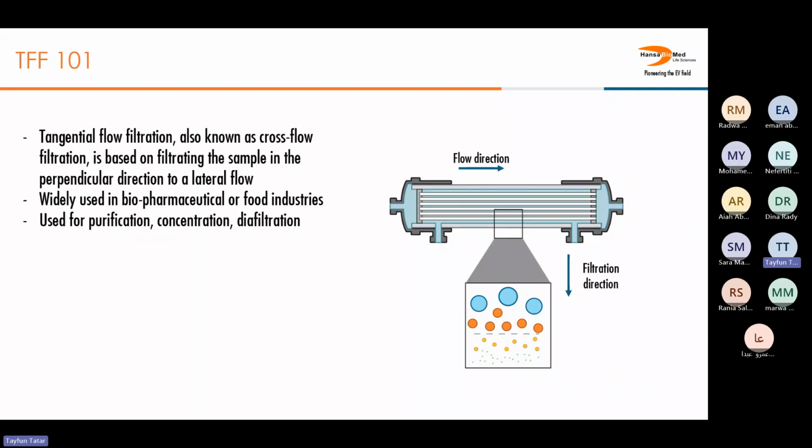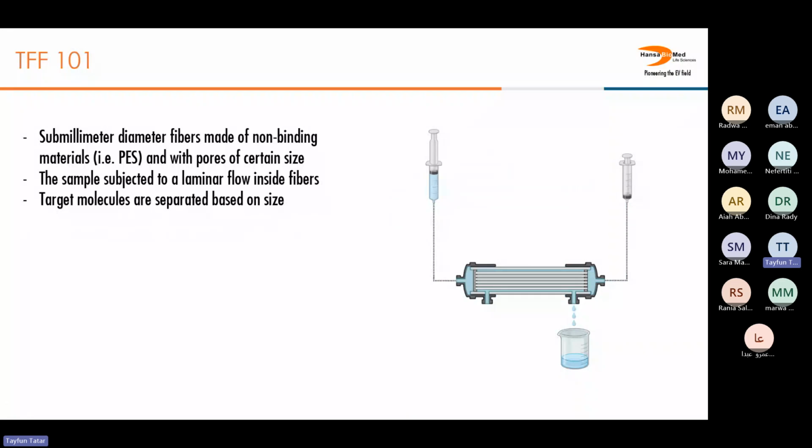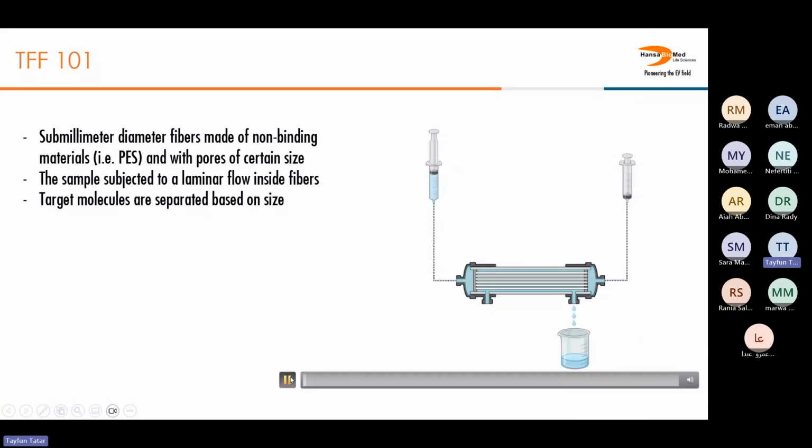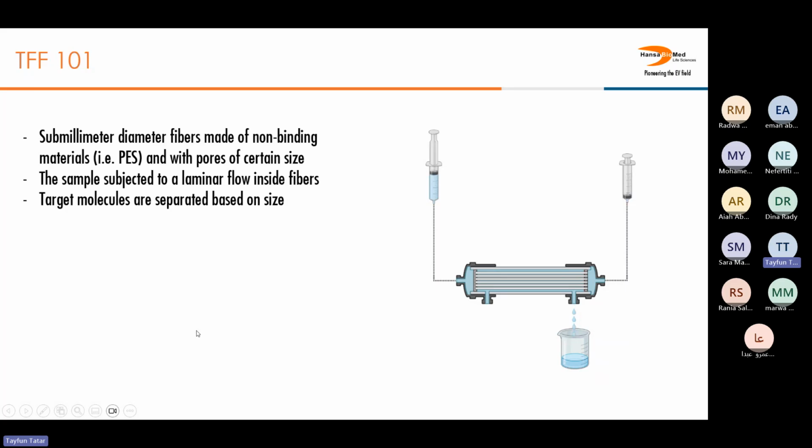And here you can see a more in-depth illustration of this technique. I hope this video illustration works. So as you can also see in this video illustration, this technique or these filters that are available from us can even be used manually, and they are based on filtrating the samples in sub-millimeter diameter fibers made of non-binding materials such as polyethersulfone or polysulfone. And these fibers are basically illustrated as white thin lines in this illustration.